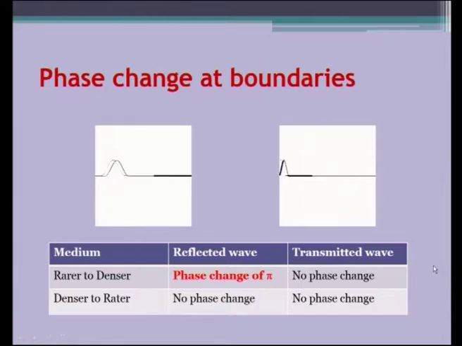We need the reflected wave for forming the stationary wave pattern or standing wave. So, the phase change of pi occurs when it is travelling from rarer to denser, and no phase change in the case of denser to rarer. Accordingly, we have to introduce this phase change of pi in the reflected wave and then do an analytical treatment.